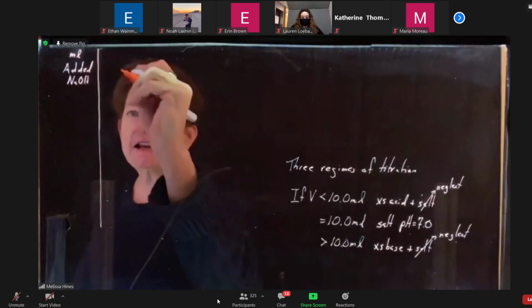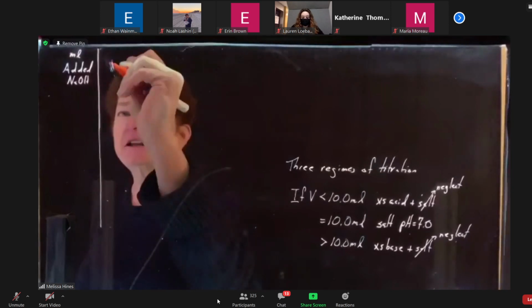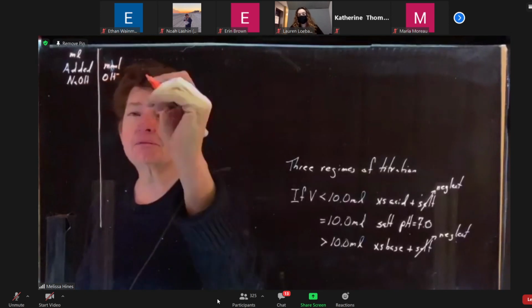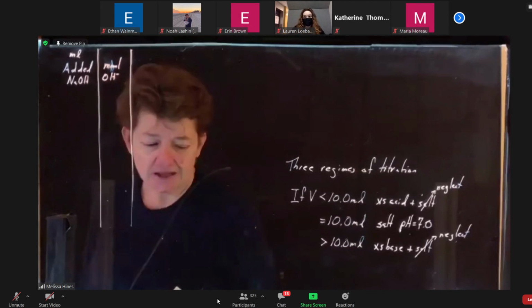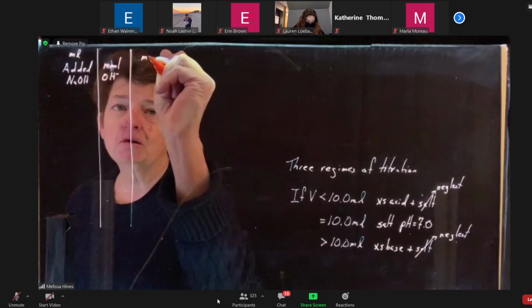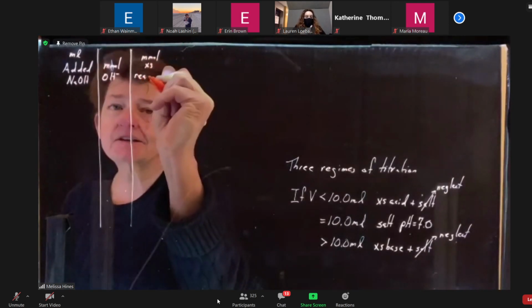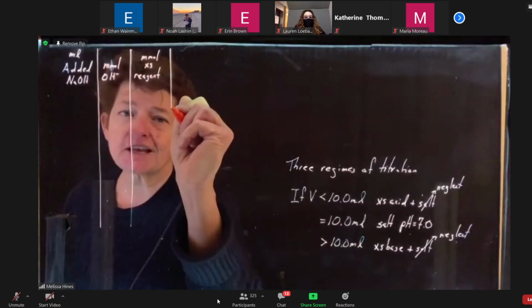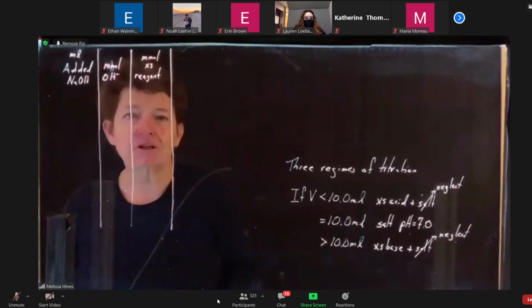And then from that, I'm going to calculate how many millimoles of OH minus I have added. Okay, so I'm just going to calculate that from how much sodium hydroxide I have added. And then the next thing I'm going to do is I'm going to keep track of the millimoles of my excess reagent. And my excess reagent is going to change, remember. Early on, my excess reagent is acid. Past the neutralization point, the excess reagent is going to be base.